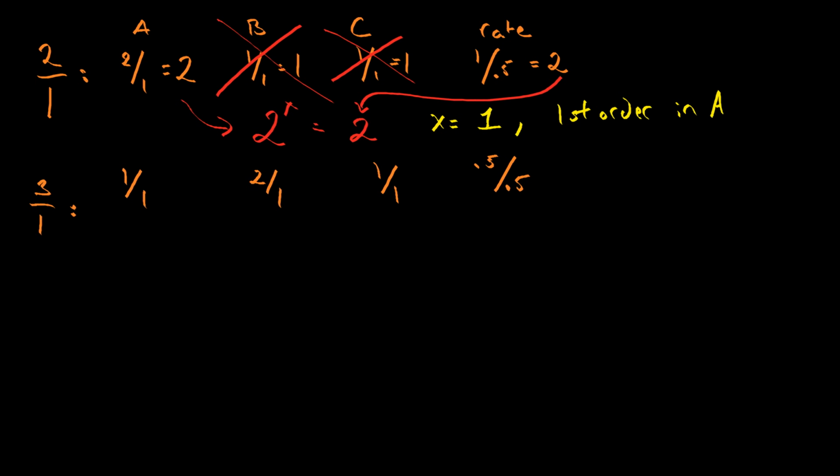Now, next, we compare run 3 with run 1. Okay, and when we do that, we see 1 over 1, 2 over 1, 1 over 1. B has changed. A and C are the same. So we ignore A and C. And our reaction rate was 0.5 over 0.5. The reaction rate for run 1 is 0.5 molar per second. For run 3, it's 0.5 molar per second. So it has increased by a factor of 1.